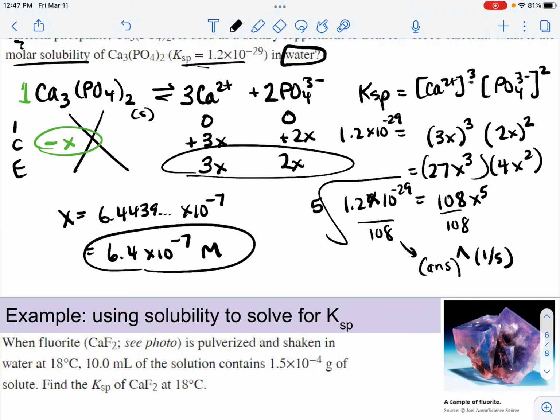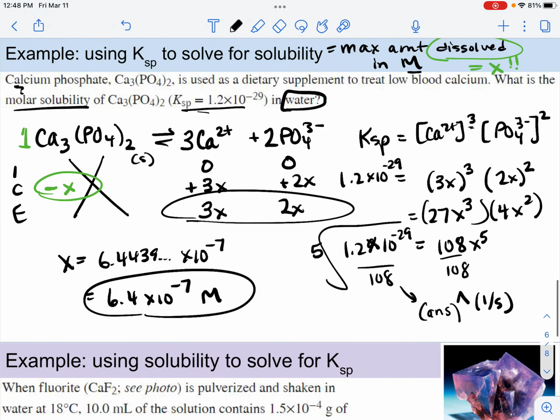Okay, something that if you're reading your book, instead of using x, they use s, and this is just a way to help you remember that molar solubility is x. So if you look at your book, it will say minus s and plus 3s and plus 2s, and this would say 2s and this would say 3s, etc. I don't care whether you use x's or s's, but just be aware that often to help remember that the solubility is the x, people will substitute the s for the x in KSP questions.